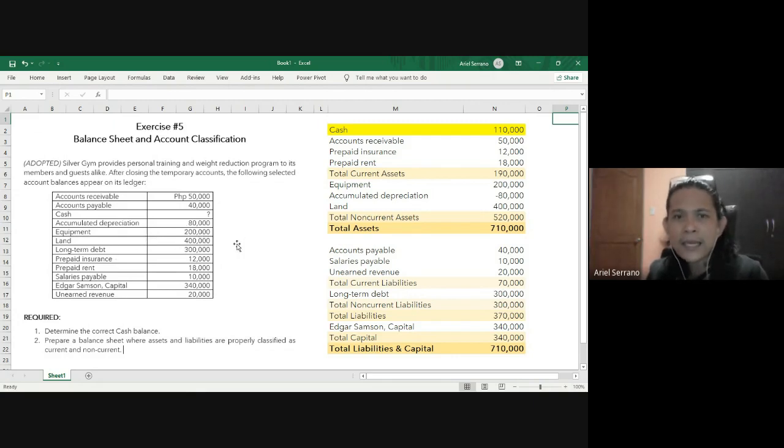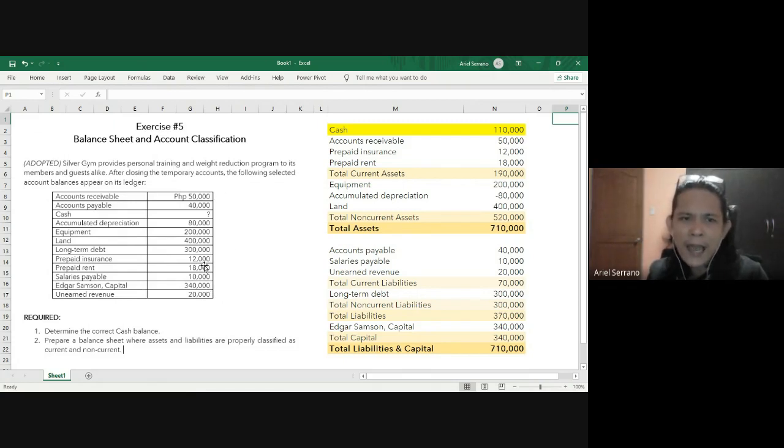Long-term debt is a liability. Prepaid insurance is what? An asset account. Prepaid rent is an asset account. Salaries payable is a liability account. Edgar Samson, Capital is a capital account or an equity account. Unearned revenue is a liability account.